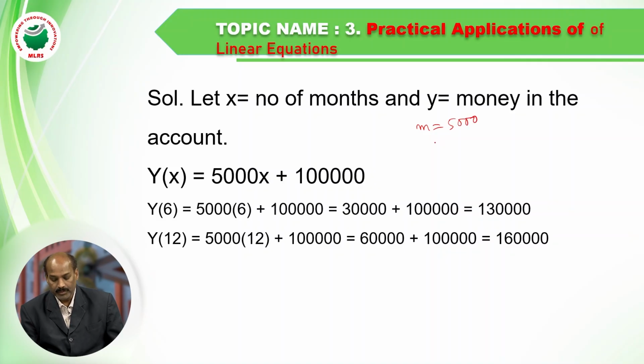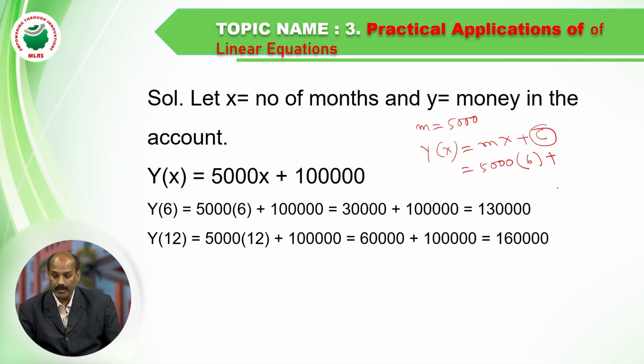So y is a function of x. Here let x be the number of months and y represent the amount in the account. So y of x equals mx plus c. Here m is 5,000. Every month he is adding 5,000 to the bank account, for x number of months. How many months do we want? 6 months. Plus c means the starting initial amount in the account. How much did he deposit in the account? 1 lakh.